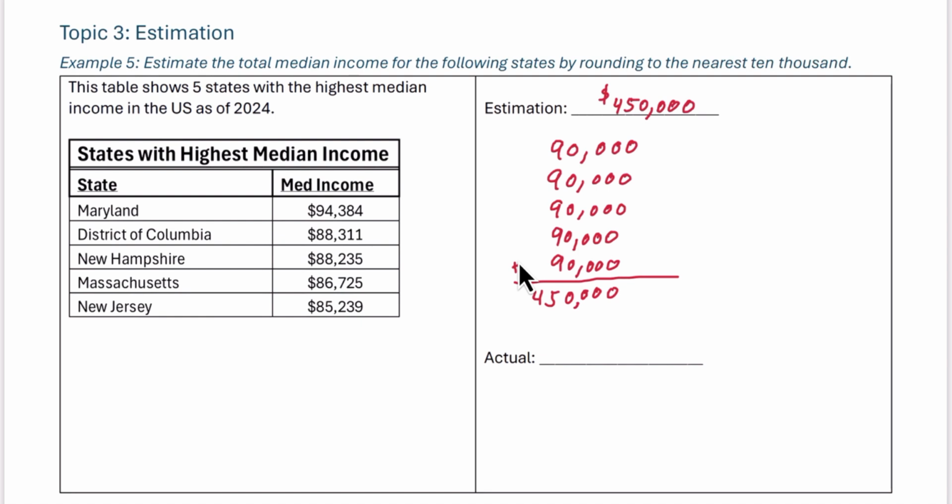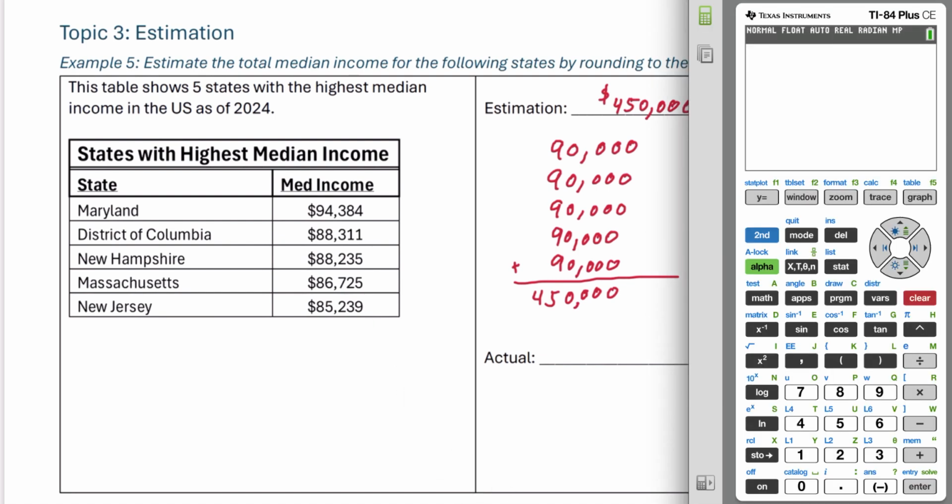So we estimated the total of those 5 US states' median income at $450,000. If we wanted to find the actual value, we would have to add these up as they are. To do that, let's use the calculator.